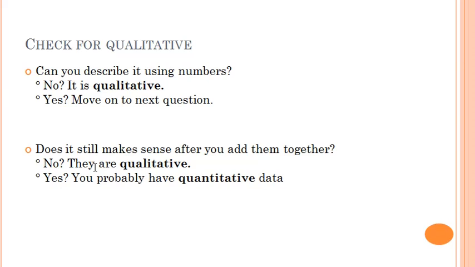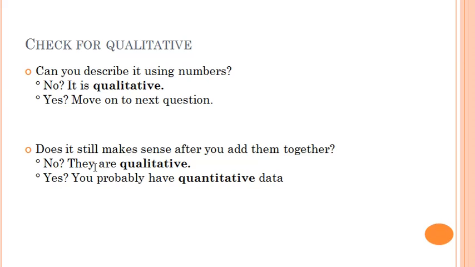So check for qualitative. There you can check these things to see whether the data is qualitative or not. The first thing you need to see is, can you describe it using numbers? If not, then it is qualitative. If yes, then we can move on to the next question.